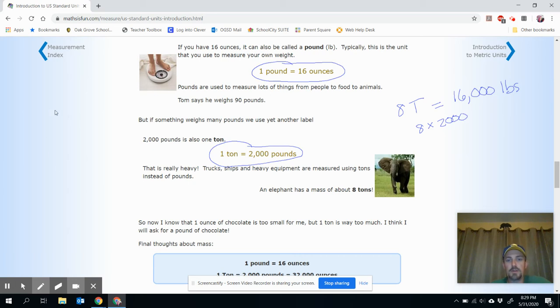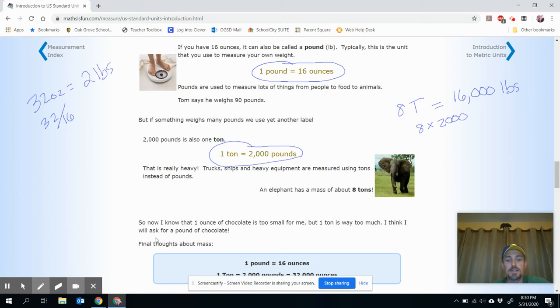Alternatively, you might have something pretty light, and maybe you'll go in the reverse direction. Maybe something weighs 32 ounces, and you want to figure out how many pounds that is. Well, you know that 16 ounces equals 1 pound. So you're going to take 32 and divide it by 16. You can use a fraction for division. And you get 2 pounds.